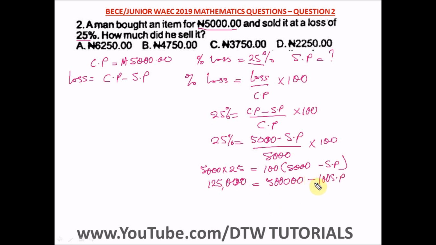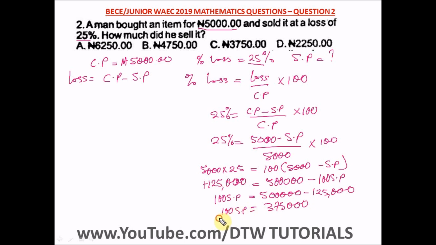Okay, so from here, let's collect like terms. I would love to take this negative sign to this side. Let's take minus 100 SP to this side and bring 125,000 to this other side. Taking minus 100 SP to this side, we have a positive 100 SP equal to 500,000, and taking the 125,000 here, we have a negative 125,000. So 500,000 minus 125,000 will give us 375,000. And here we have 100 SP.